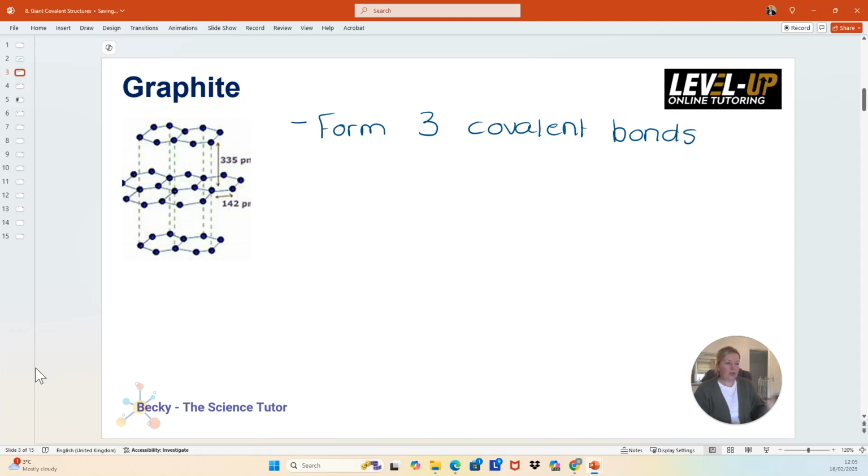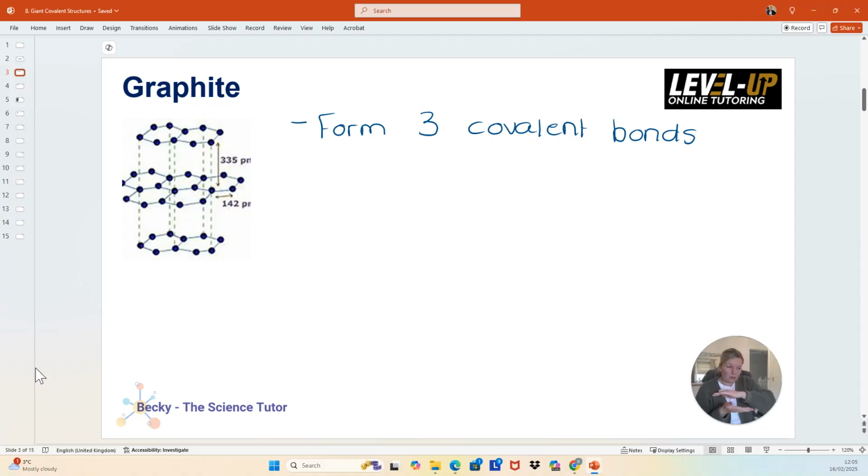And so what you can see is it forms these layers. Now there's 2 properties in particular that are questioned around graphite, and that is 1, why is it soft and slippery? And 2, why does it conduct electricity? So let's focus on number 1 first. Why is it soft and slippery? And this is what makes it useful in pencil leads.